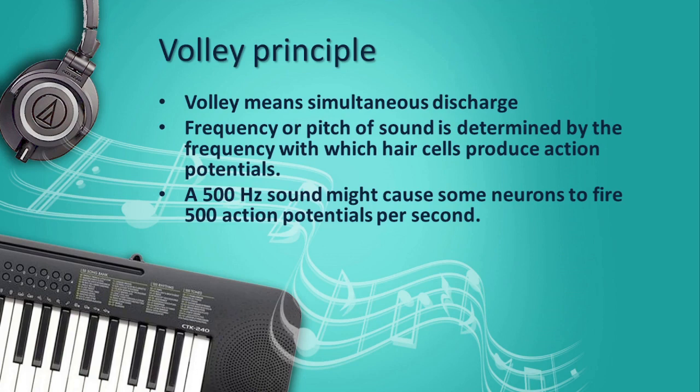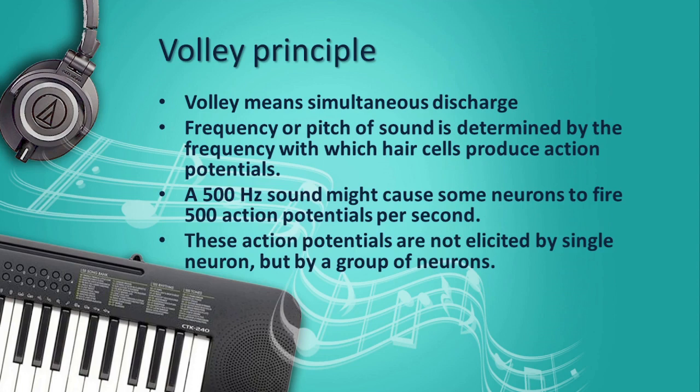We know that frequency is the number of waves per second. So 500 Hz means 500 sound waves per second. These 500 sound waves cause the firing of 500 action potentials by the hair cells. These 500 action potentials are not elicited by a single hair cell. Then how can 500 action potentials be fired? Let us think about this.